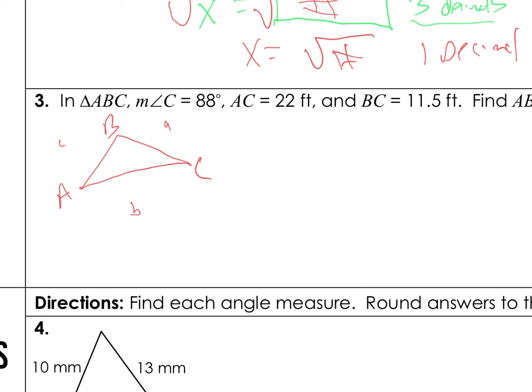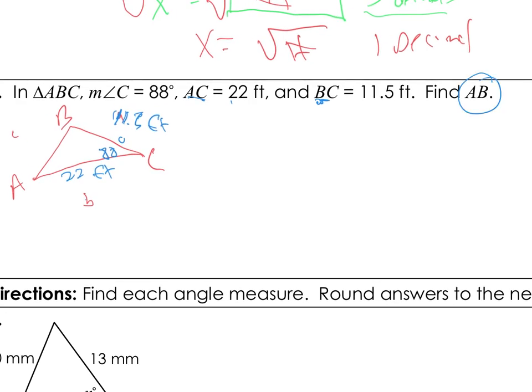So, let's see. He says the measure of angle C is 88, so let me put that right here, 88 degrees. AC would be the 22 feet. That would be side B right here, 22 feet. BC is 11.5 feet. 11.5 feet. Now that is side A. I just wrote over the letter. It's okay. They won't get mad at me. 11.5 feet. Find the missing side AB.